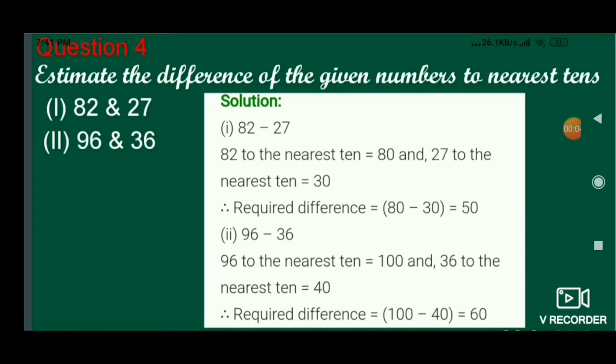In this question, we have to estimate the difference of the given numbers to its nearest tens. Our first question is 82 and 27. 82 to its nearest tens will be 80 and 27 will be 30. So the required difference will be 80 minus 30, that is 50. And our second question is 96 and 36. The nearest 10 of 96 is 100 and that of 36 will be 40. And the required difference is 100 minus 40, that is 60.